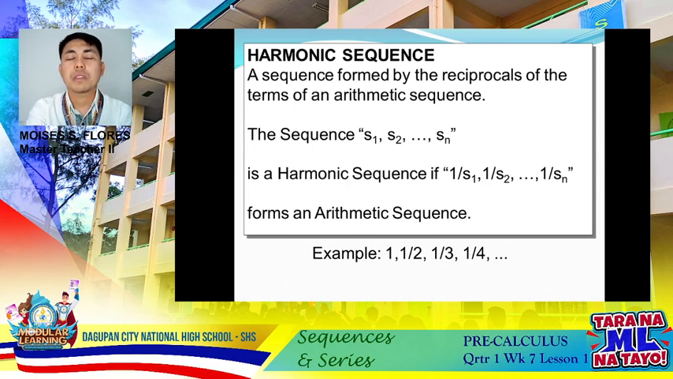So let's convert that first into an arithmetic sequence by taking the reciprocal. We get the reciprocal again of that: 1, then 1 half, 1 third, 1 fourth. So simply we have 1, 2, 3, and 4. What you observe is that it forms an arithmetic sequence. Therefore, we could classify the first one, 1, 1 half, 1 third, and 1 fourth, as a harmonic sequence, because it forms an arithmetic sequence.